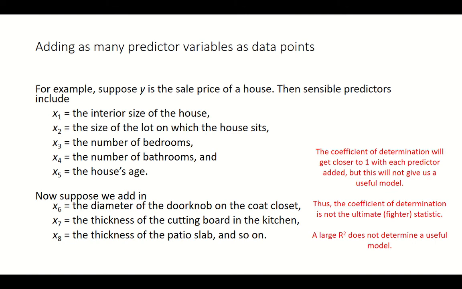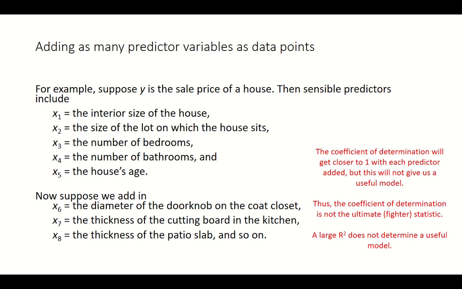So the coefficient of determination will get closer to 1 with each predictor we add, but this will not give us a useful model. Therefore, the coefficient of determination is not the ultimate fighter, which I guess they canceled their fights when I'm recording this video.